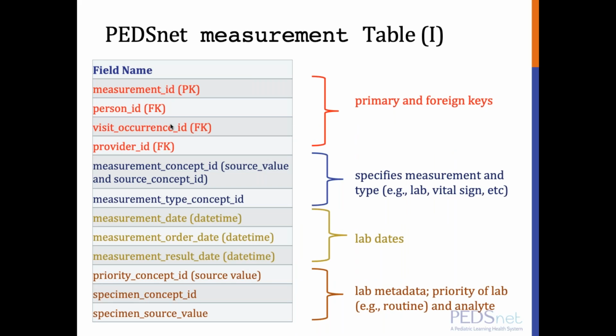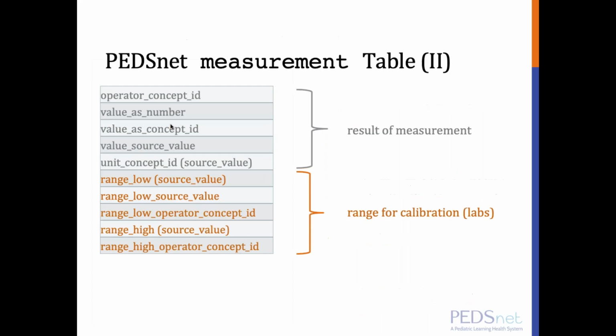This is an overview of the measurement table. As you can see, the measurement ID is again the primary key, and there are foreign keys to the person table, visit occurrence, and provider. And the concept IDs in the measurement table are the measurement concept ID and measurement type concept ID, which specifies where the measurement came from. And then there are also dates of this measurement and other metadata about the measurement.